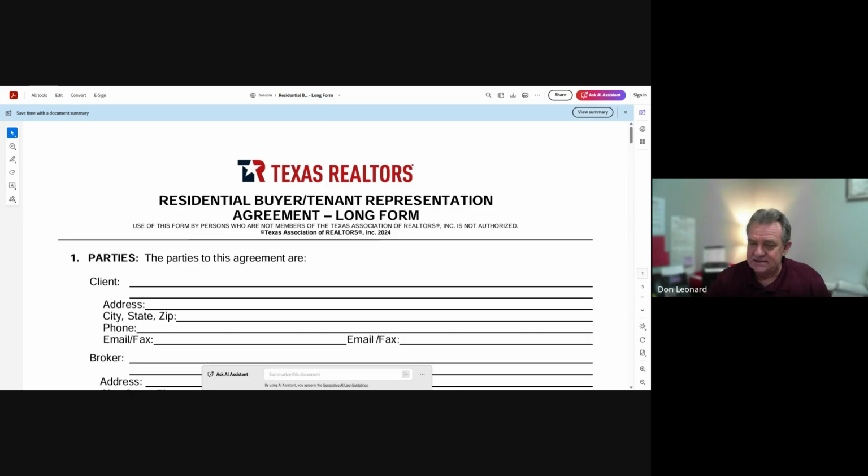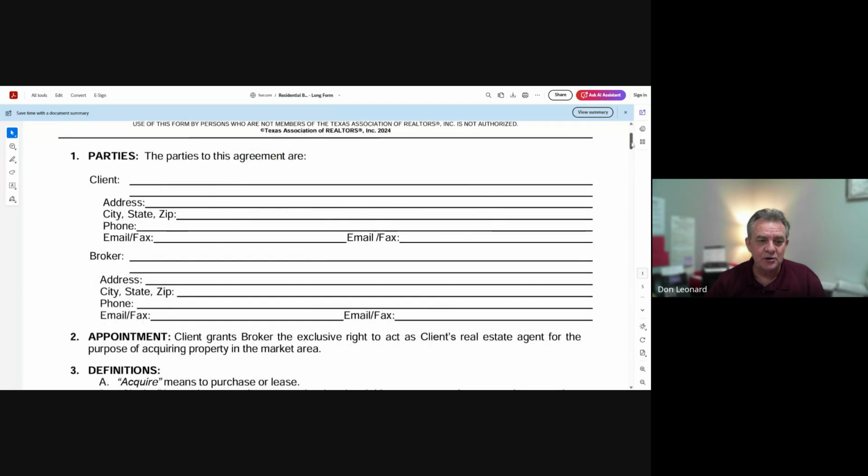All right, so let's take a look. Let's see what we've got here. Obviously, we know that our first section has to do with parties. Our parties in the buyer or tenant representation agreement is either the buyer or the tenant. That's going to be the client. If you have more than one, then you put their information in there. That's the other thing that we don't see a lot of sometimes: they put names but no contact information at all. You really need to go ahead and fill in as much of that as you can, at least some kind of contact information.